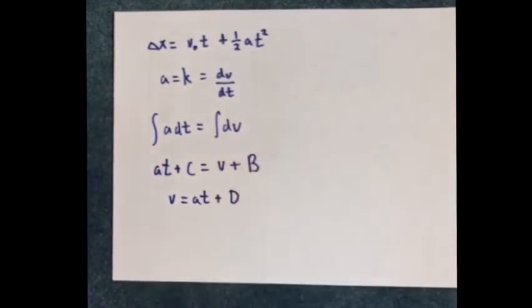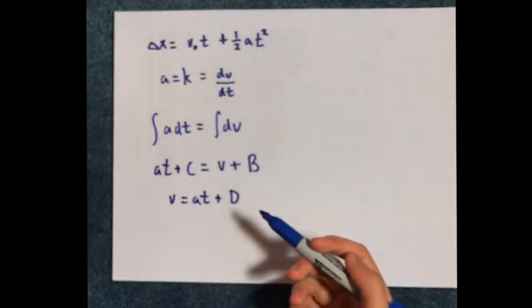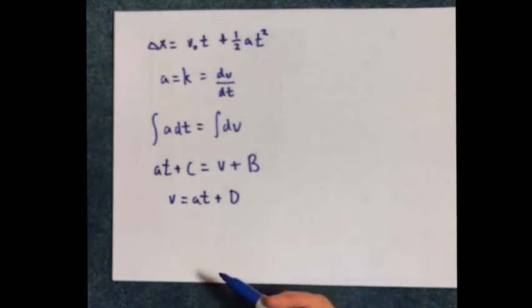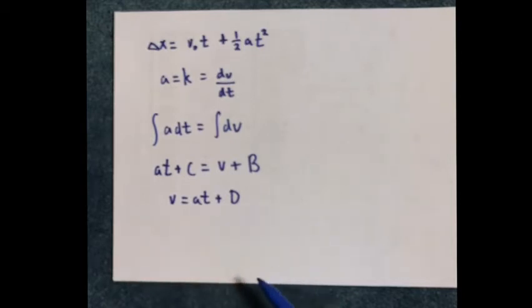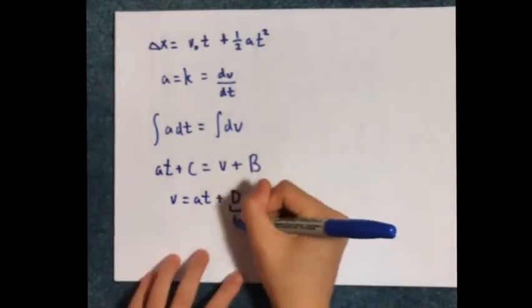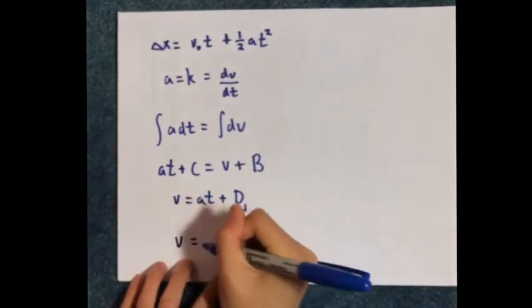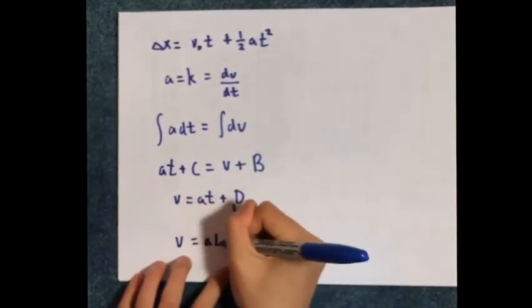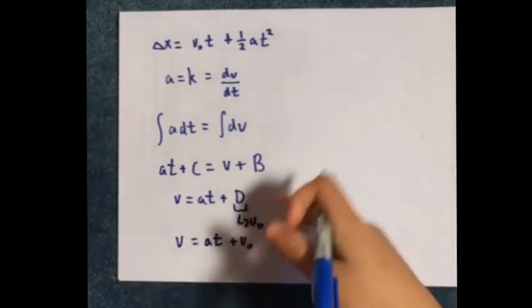Let's call it d. So now let's try to figure out what this random constant is. And you can sort of use limiting cases. So at, let's say, t equals 0, when acceleration has no effect on it, then v would just be equal to d. So now it makes sense if d is what we call our initial velocity, or v naught. So this is just v naught. So this gives us v as a function of t is equal to at plus v naught. Okay, we're getting there.